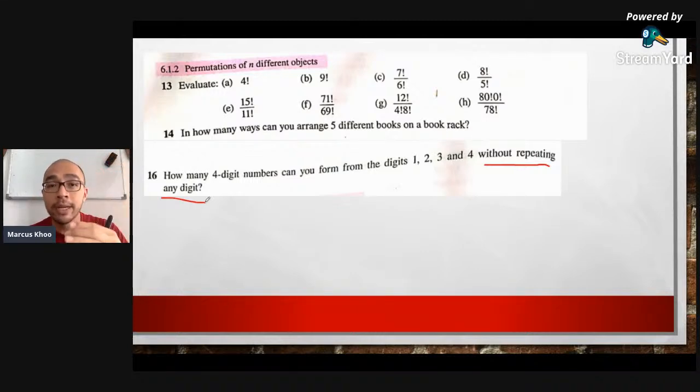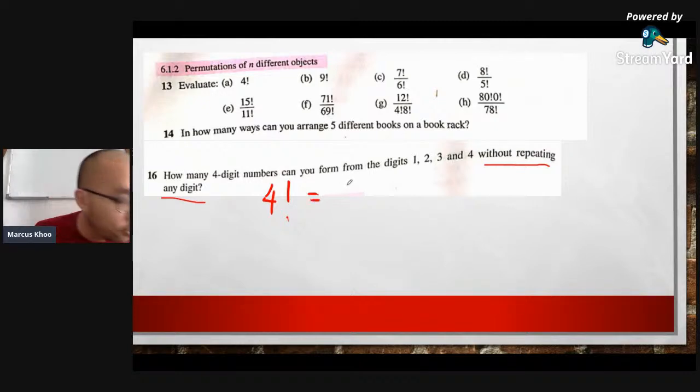You have 4 numbers. Number 1, number 2, number 3, number 4. What is the number that you want to make? A 4-digit number means you want to choose all 4 numbers. You want to permutate all 4 numbers. So actually the answer to this will be just 4 factorial. Because you have 4 numbers, you want to choose and arrange. You want to choose and arrange all the 4 numbers. So it's just 4 factorial, which will give you 24. If you have a certain number and you want to permutate everything, then you just use the factorial method. So much easier.